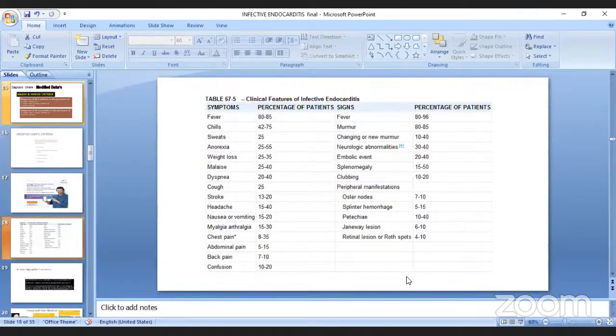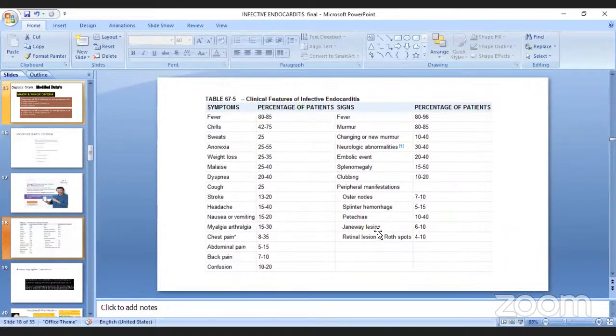Then we go to the clinical features of infective endocarditis, and there is one thing that you should not forget at all. That thing is that fever is a universal finding in infective endocarditis. Let's see the other things. Chills, a new murmur, obviously. The other thing which is very important is anorexia, weight loss, and the patient complains of malaise. If the patient has pulmonary embolic infarcts, then the patient can also end up with dyspnea, and the patient sometimes might even have clubbing, splenomegaly, and embolic events.